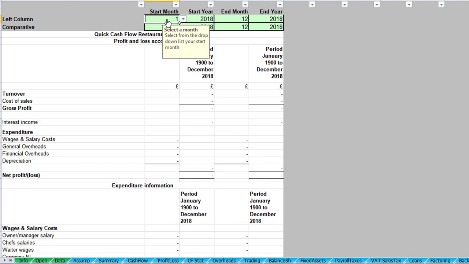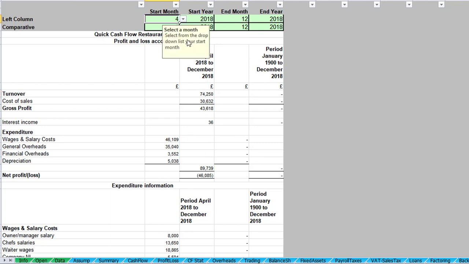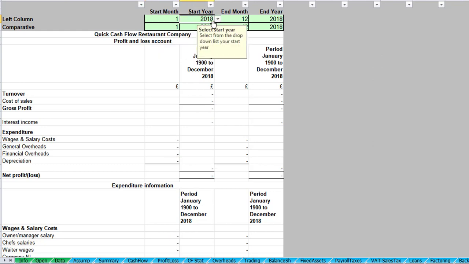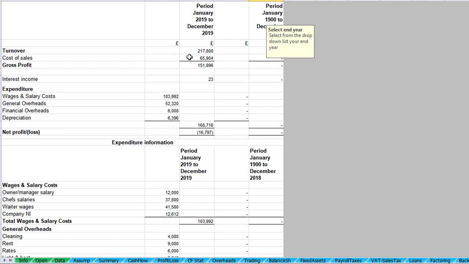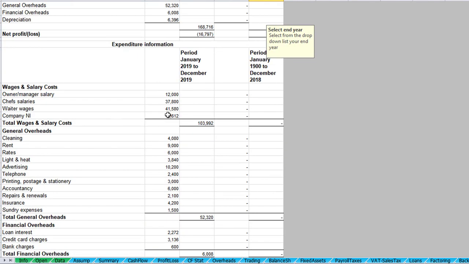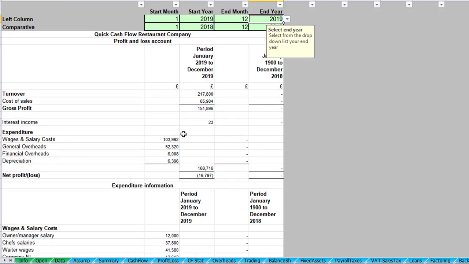So if, for example, I wanted to start from April through to December 2018, so that would be a short period, I can pull out those numbers for any period. So I could just say from January, say 2019, December 2019. So that will give you my sales for any period within the cash flow forecast. That will give me my sales, cost of sales, and then my expenditure. And this will break that down. And then below that you'll have the balance sheet at the period end of those months. And that's pretty much it.